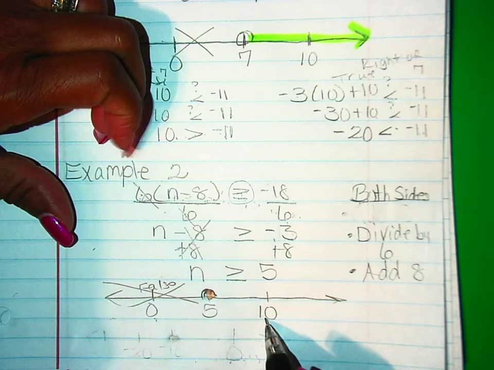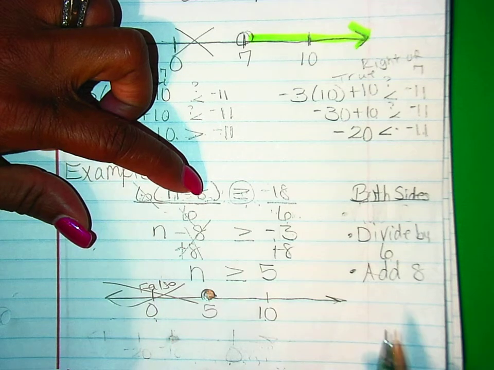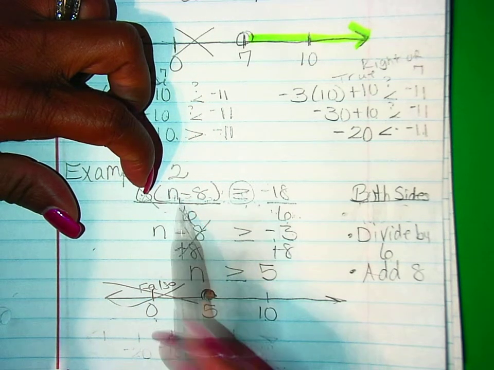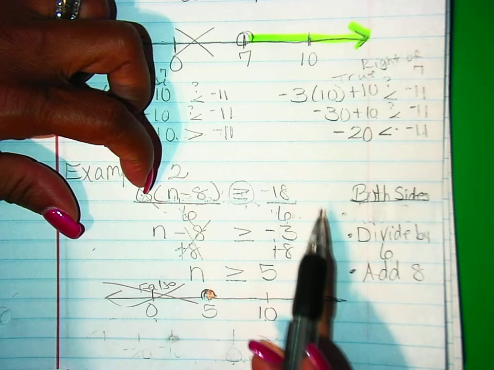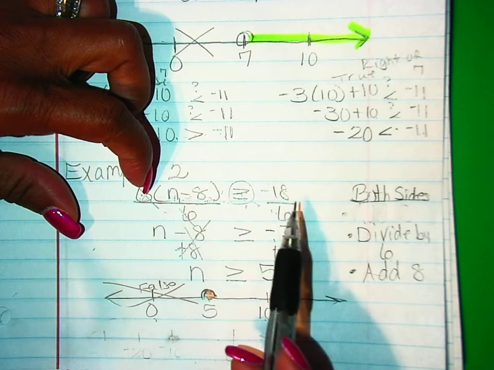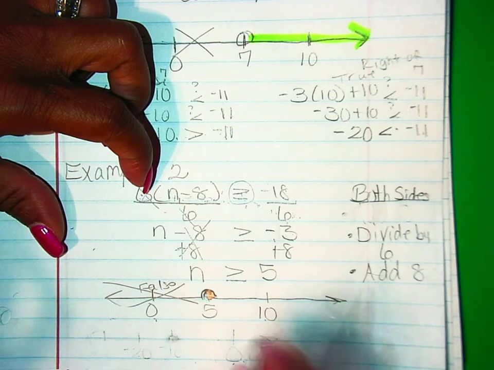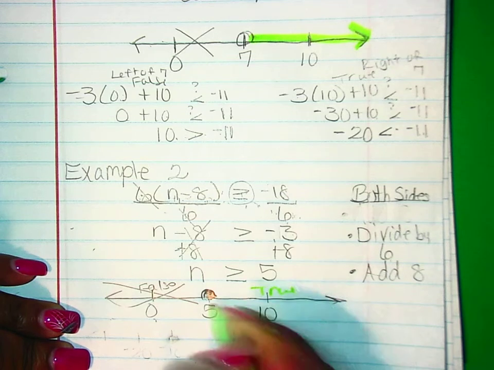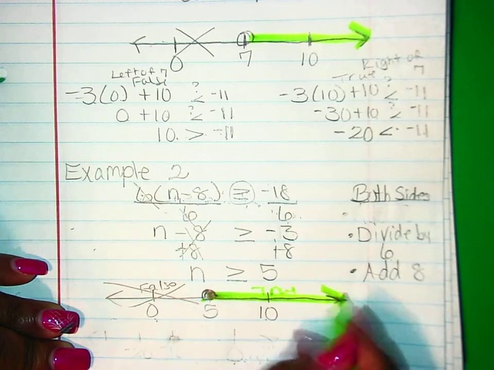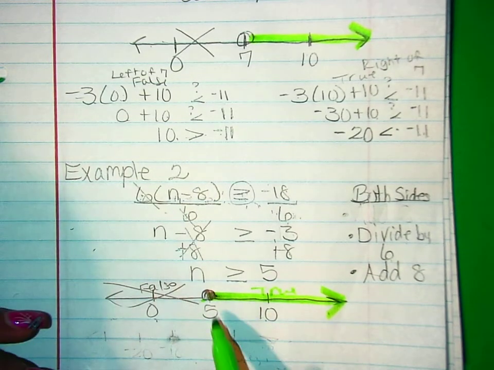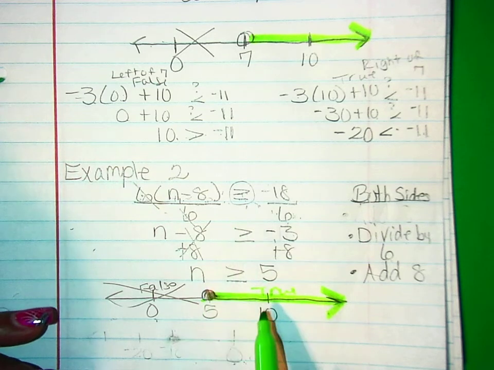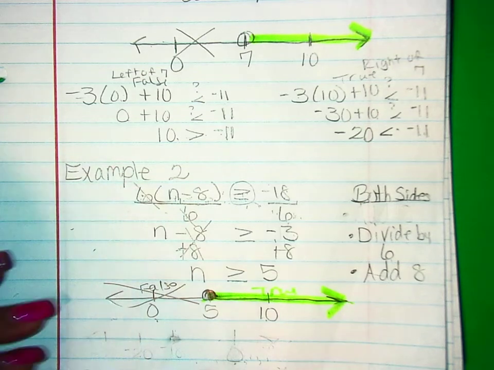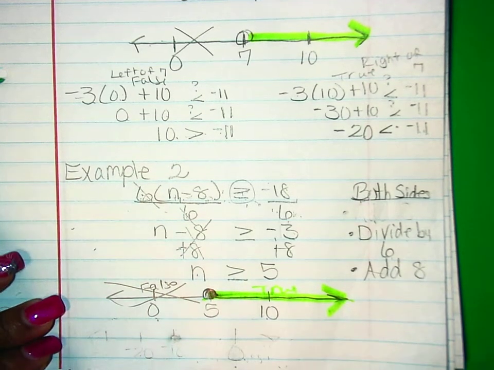So let's substitute 10 in. What's 10 minus 8? 2. 2 times 6, 12. Hold up. Is a positive number greater than a negative number? Here, that's all you need to know. Positive is always greater than a negative number. So we know we most definitely go to the right, because that was true. So we shade to the right. Any answer including 5 would satisfy this inequality, 5 and to the right, greater than or equal to 5. So n is greater than or equal to 5.